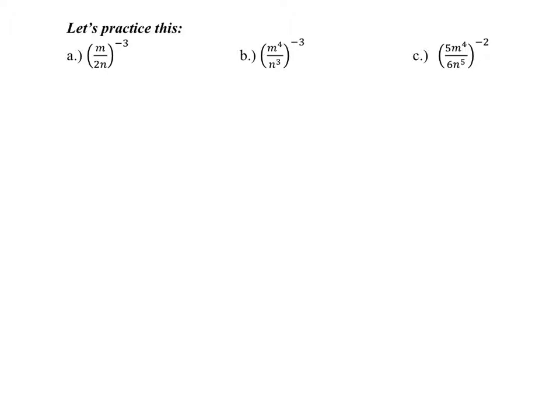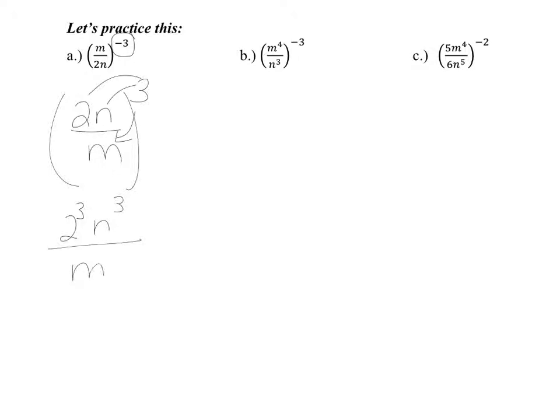So what I mean is, see here, I've got this negative exponent on the outside. Well, to make that exponent positive 3, I just have to flip the whole fraction. So it would be 2n over m. And now I can bring in the 3 to everybody. So don't forget, you do 2 to the third power, n to the third power over m to the third power. Everybody goes to the third power.